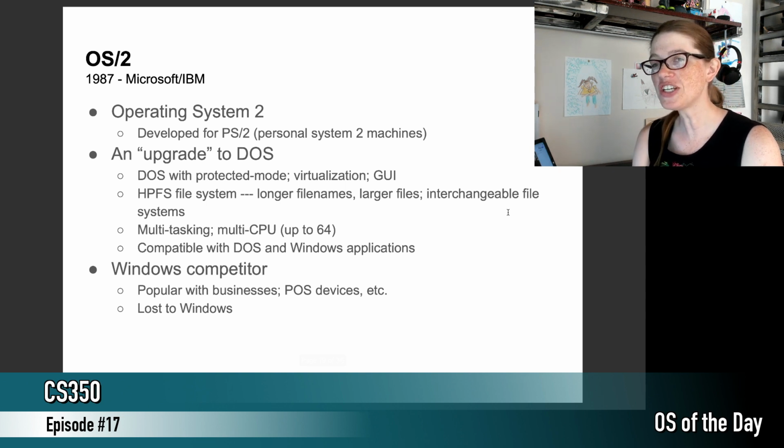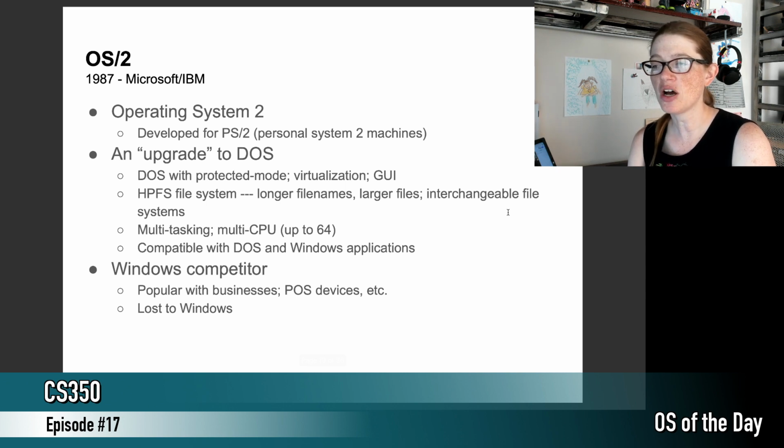So what did OS2 actually offer? As I said, IBM wanted to give an upgrade to DOS, because if you remember, DOS was a very limited operating system with no protected mode at first, no virtual memory at first, nothing like that. And though it did come later, and especially through Windows, IBM wanted to provide a bit more still.